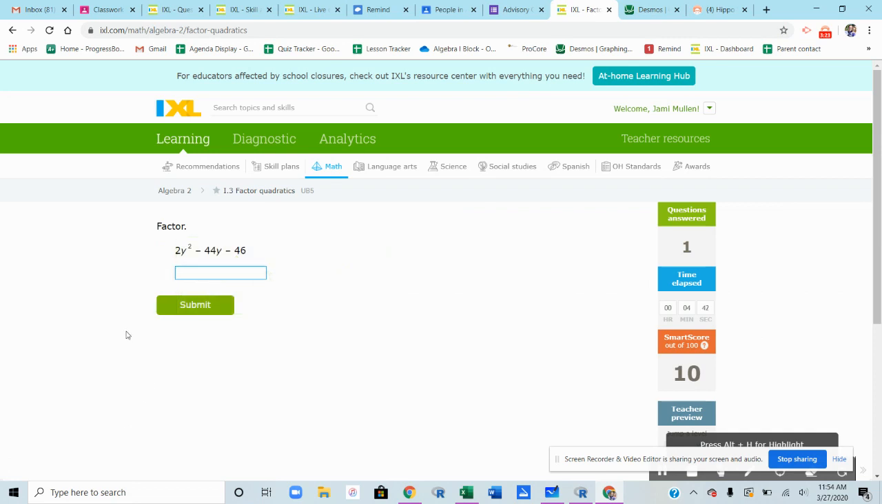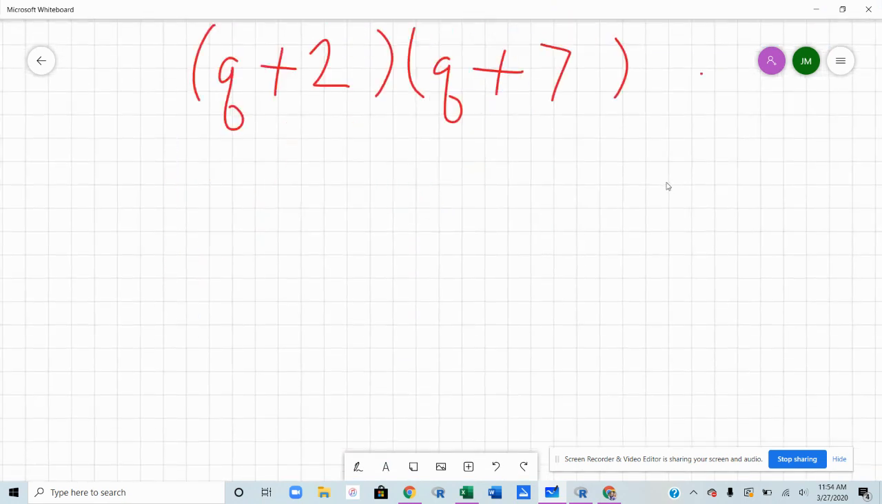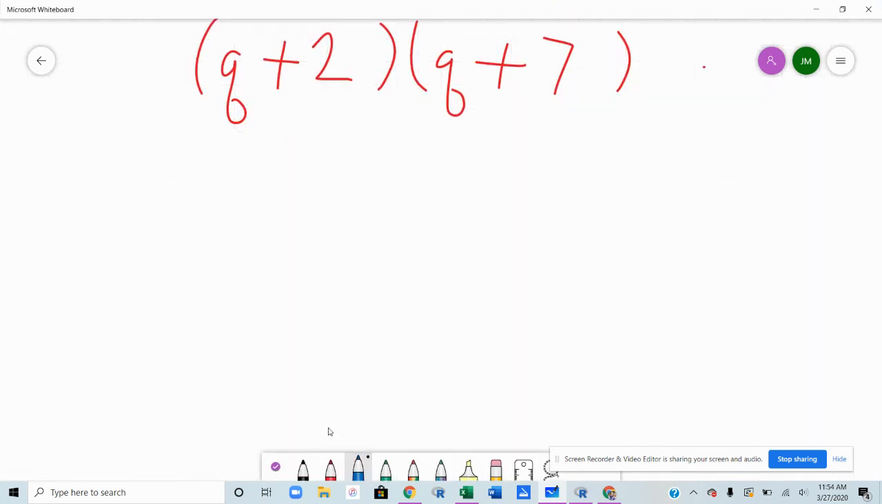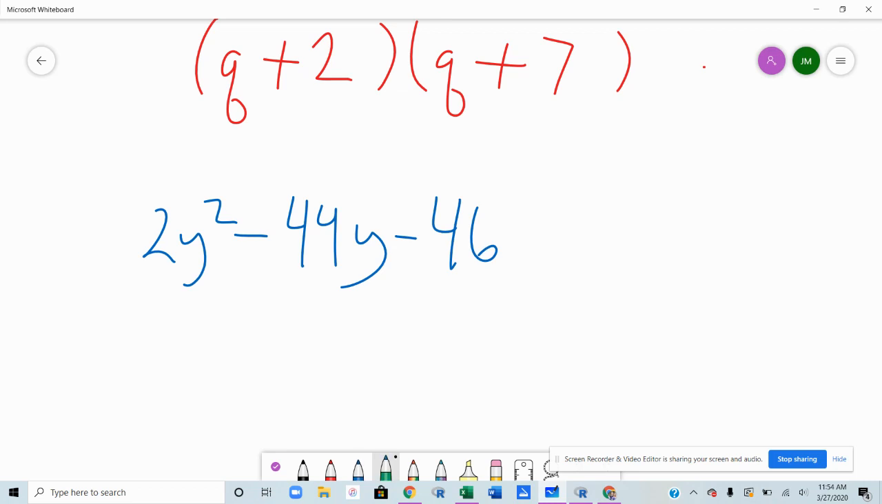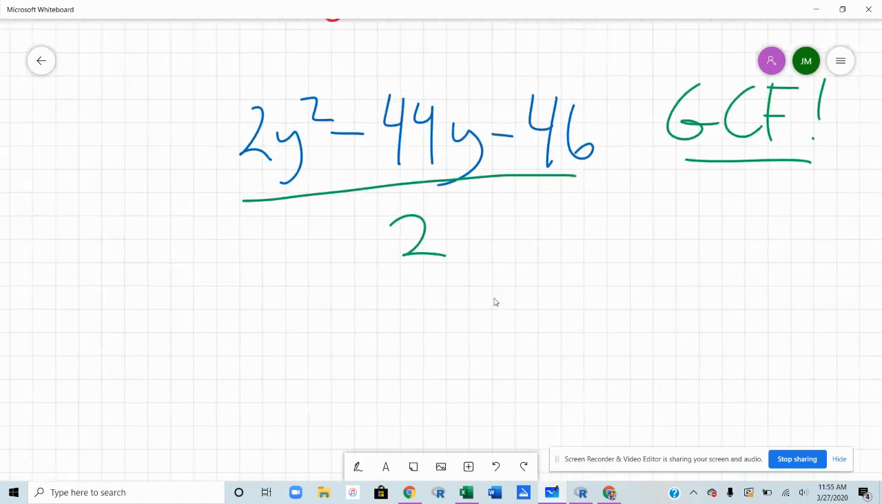Okay, next problem says we have 2y squared minus 44y minus 46. So when we come back here, let's go ahead and get that copied down. We've got 2y squared minus 44y minus 46. You always have to look for a GCF first. So if you look at your numbers, 2, 44, and 46, they are all divisible by 2. I have y squared, y, and no y's, which means no variables that are in common.